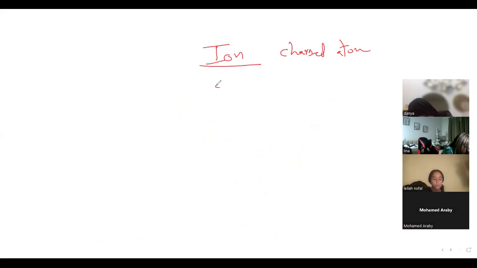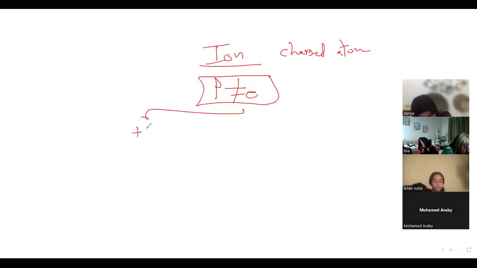After that, there is an ion. What's meant by ion? Is a charged atom. What's meant by a charged atom? Atom after losing or gaining electrons. This means that proton not equal to electrons. Why proton not equal to electrons? Because maybe have positive ion or negative ion.